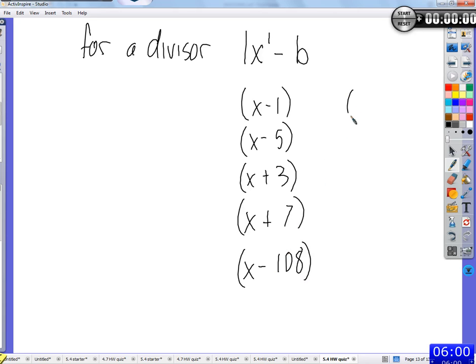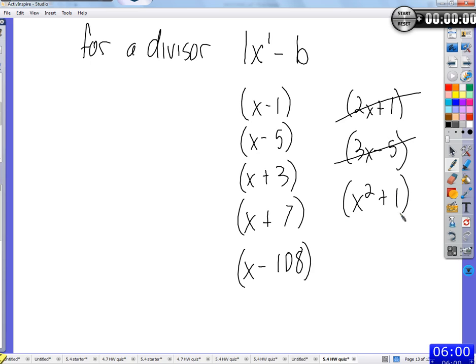Ones that are not like that are 2x plus 1, that doesn't work. 3x minus 5, that's no good. X squared plus 1, that won't work. It's got an x squared instead of an x to the first. Okay. So strictly, 1 times x to the first power, and then plus or minus some number. So if your divisor looks like that, you can use this type of division.